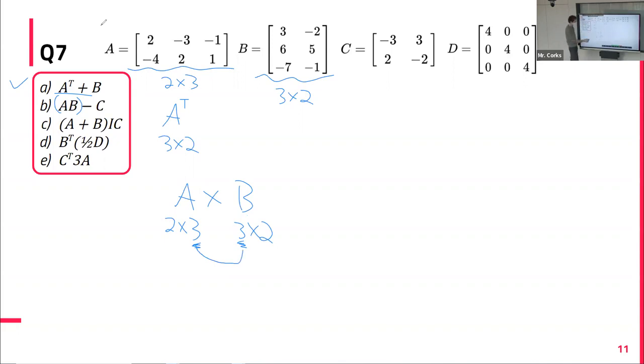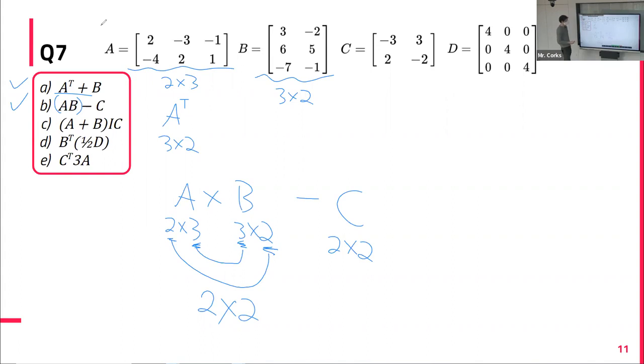So yes, it's possible. How large will our result be? 2 by 2 from the outside numbers here. So this will produce a 2 by 2 matrix. C is a 2 by 2 matrix. So this is possible. We'll actually do the operation in a minute, but let's just talk through the other ones first.